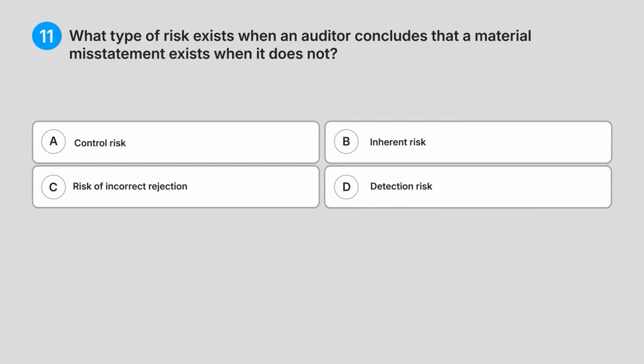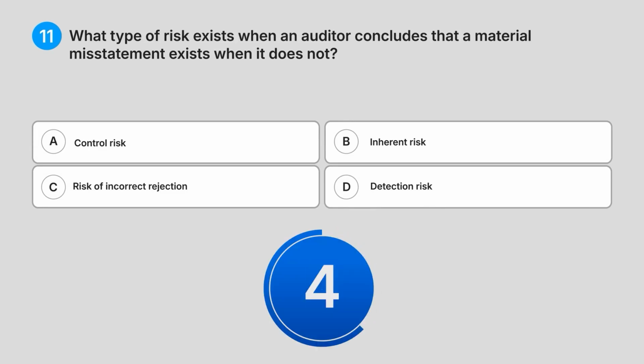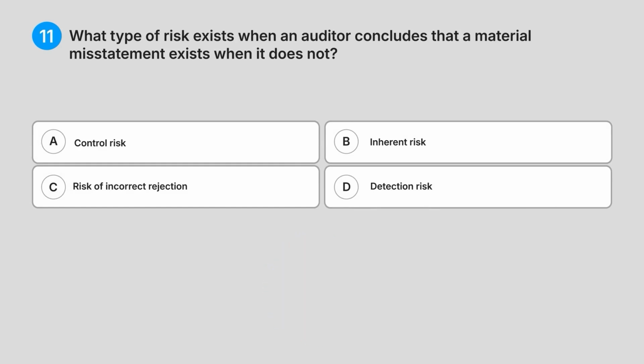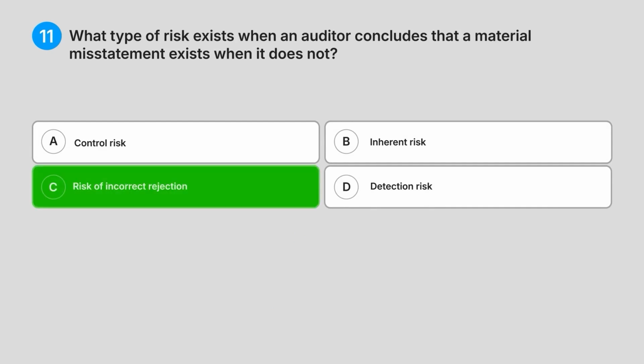11. What type of risk exists when an auditor concludes that a material misstatement exists when it does not? A. Control risk. B. Inherent risk. C. Risk of incorrect rejection. D. Detection risk. Can you guess the answer? Correct answer. C. Risk of incorrect rejection.